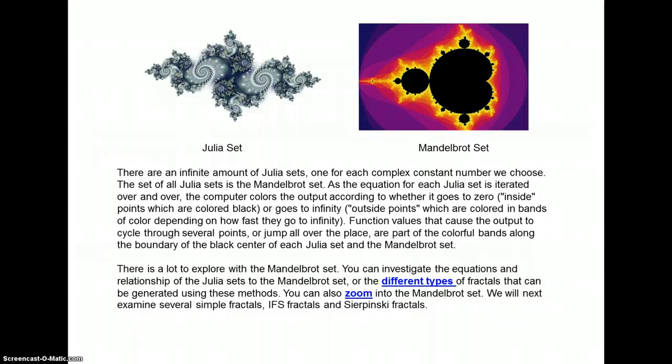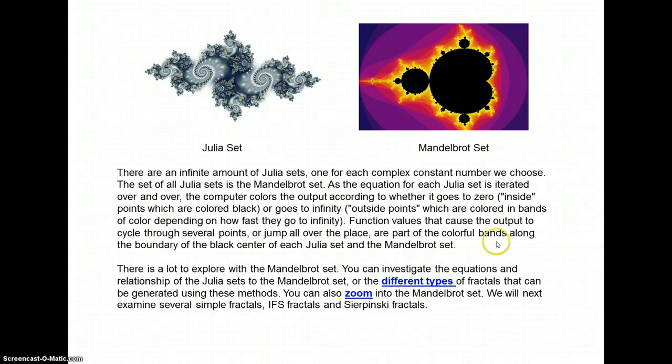Now, you might choose another function that might go to infinity when you choose a seed number. Those might be colored purple in our picture. And maybe if they flop back and forth between 2 values, or jump all over the place, or settle into a cycle, then we could color them yellow or orange or red. Those are the points that are close to the black in the image. There's a lot to explore with the Mandelbrot set. There are lots of different equations, and you could look at the relationship of the Julia sets to the Mandelbrot set or the universal set.